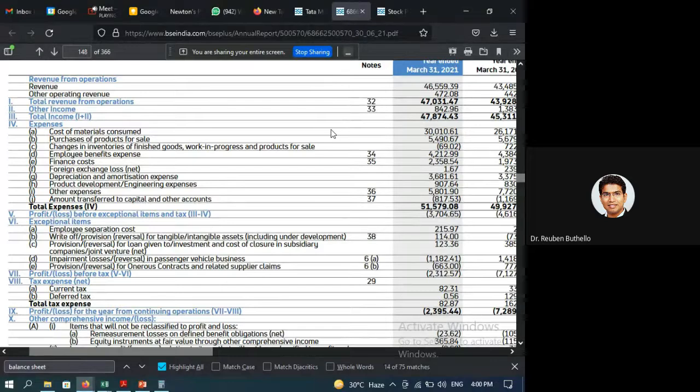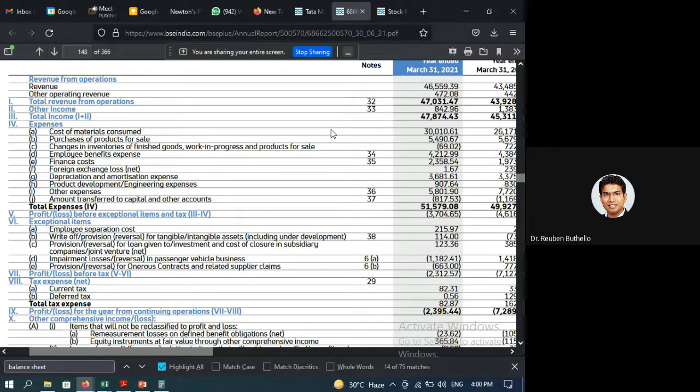Whenever you look at a P&L of any company, always look at it in terms of these broad 5 classifications. The first is your revenue. Second comes your direct expenses: direct material, direct labor, and direct expenditure. Then your next heading is indirect expenditure. And your last is your profit.